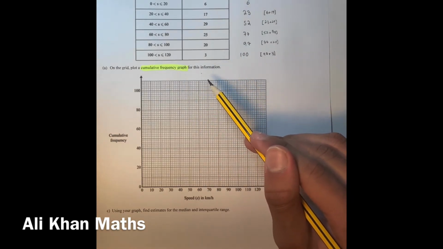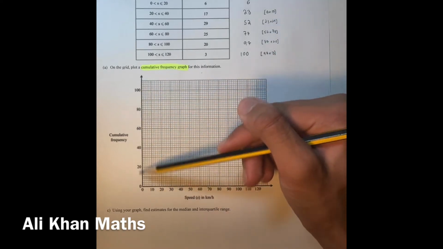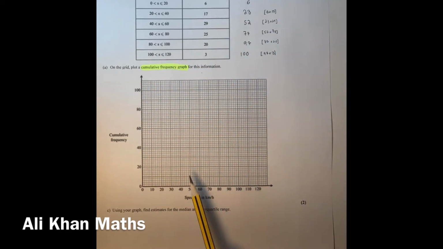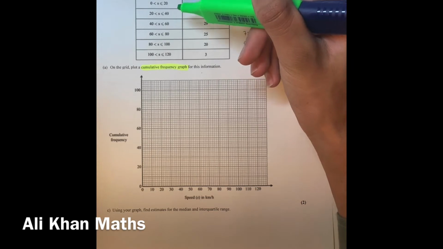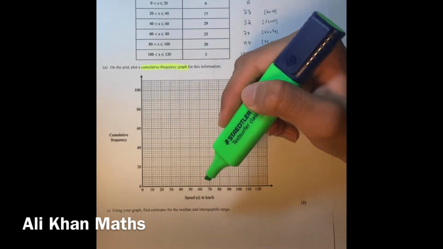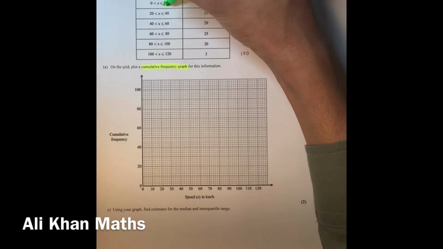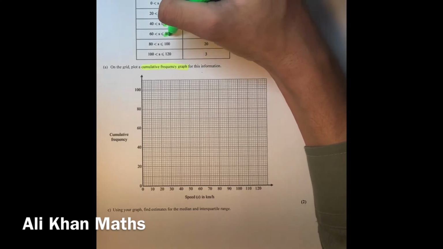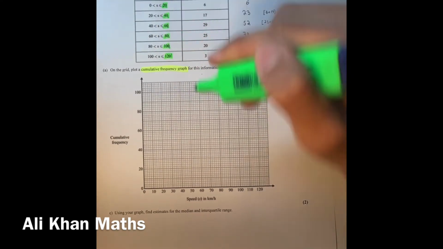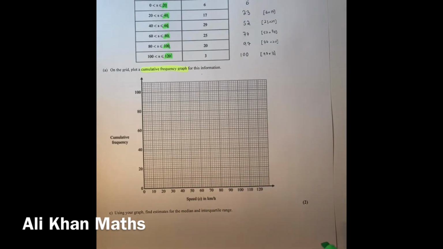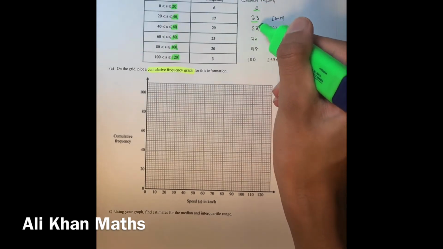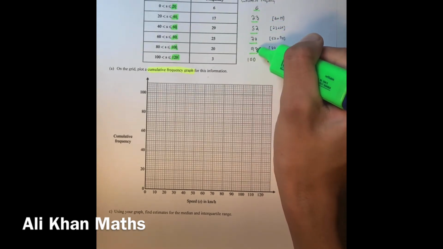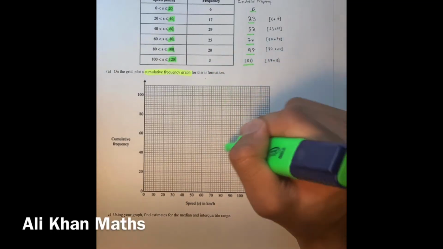Cumulative frequency graphs are plotted so that the cumulative frequency appears on the y-axis, and what you're measuring, in this case speed, appears on the x-axis. When plotting cumulative frequency graphs, we always use the upper bounds of the inequalities that we're given for our x-axis. So here, we're going to use the values 20, 40, 60, 80, 100, and 120 to plot on our x-axis. And our values on the y-axis, the cumulative frequency, is going to be 6, 23, 52, 77, 97, and 100. So now we can plot these on our graph.